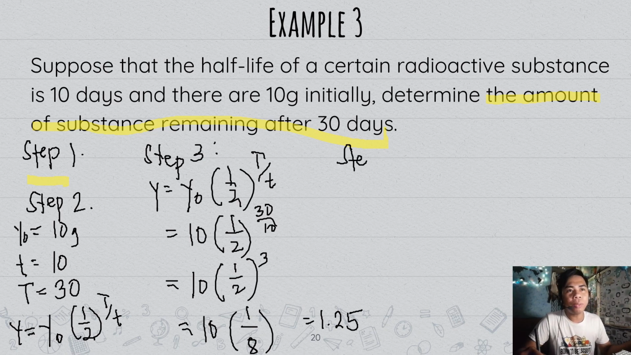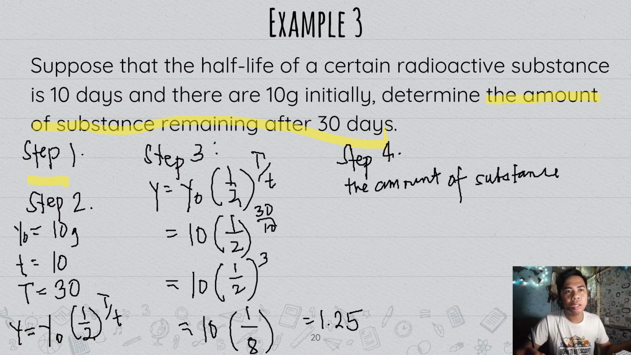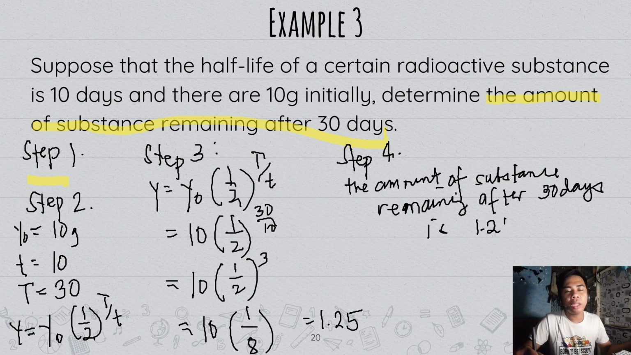So step 4, what's the complete answer? The amount of substance remaining after 30 days is 1.25. What's the unit? Grams. Do not forget the unit, especially if it's given in the problem.